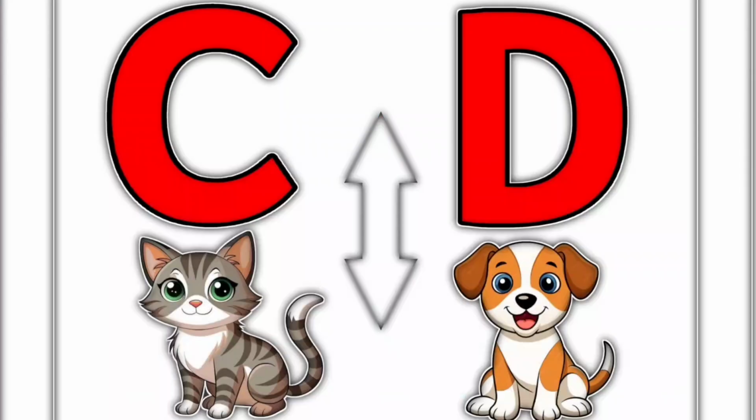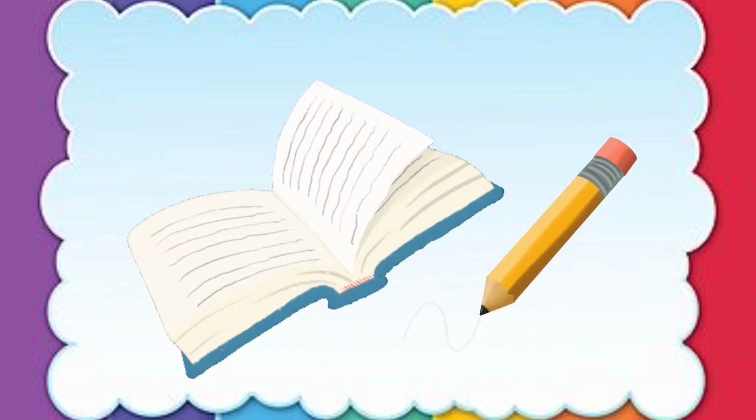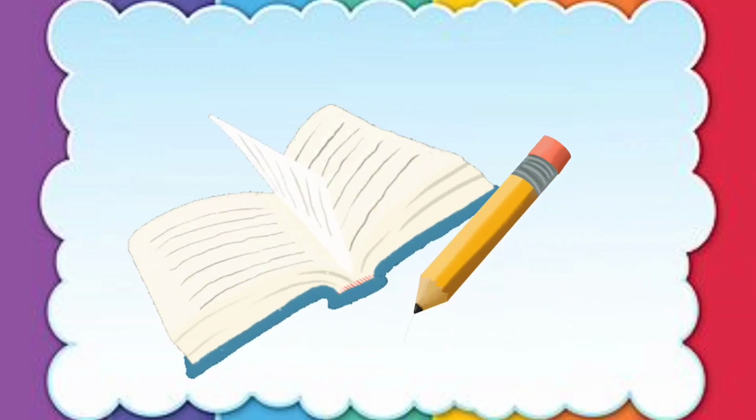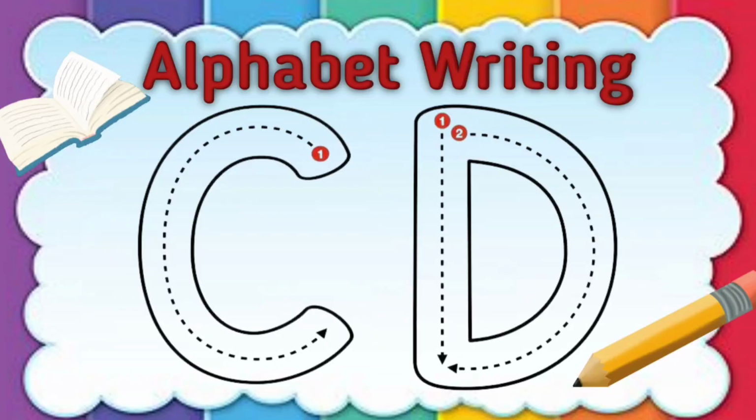In the previous video, we learned C for cat and D for dog. Today we will learn how to write the letters C and D. So take your notebook and pencil. Sit nicely and write with me. Are you ready kids? Let's start our writing practice.